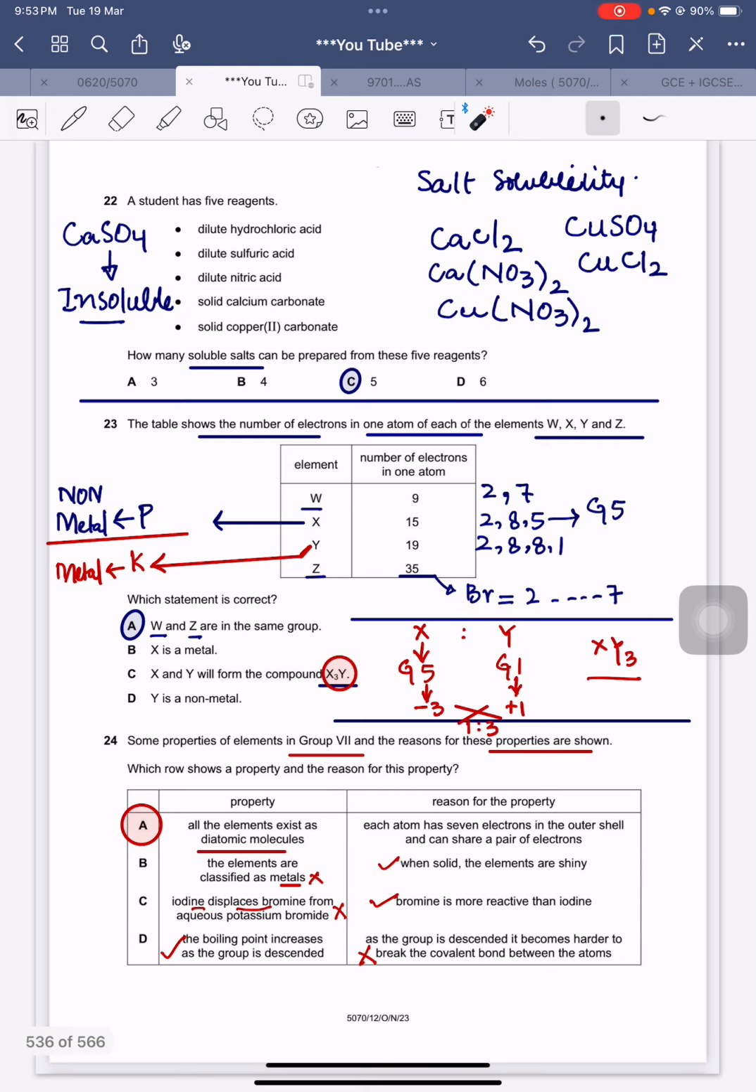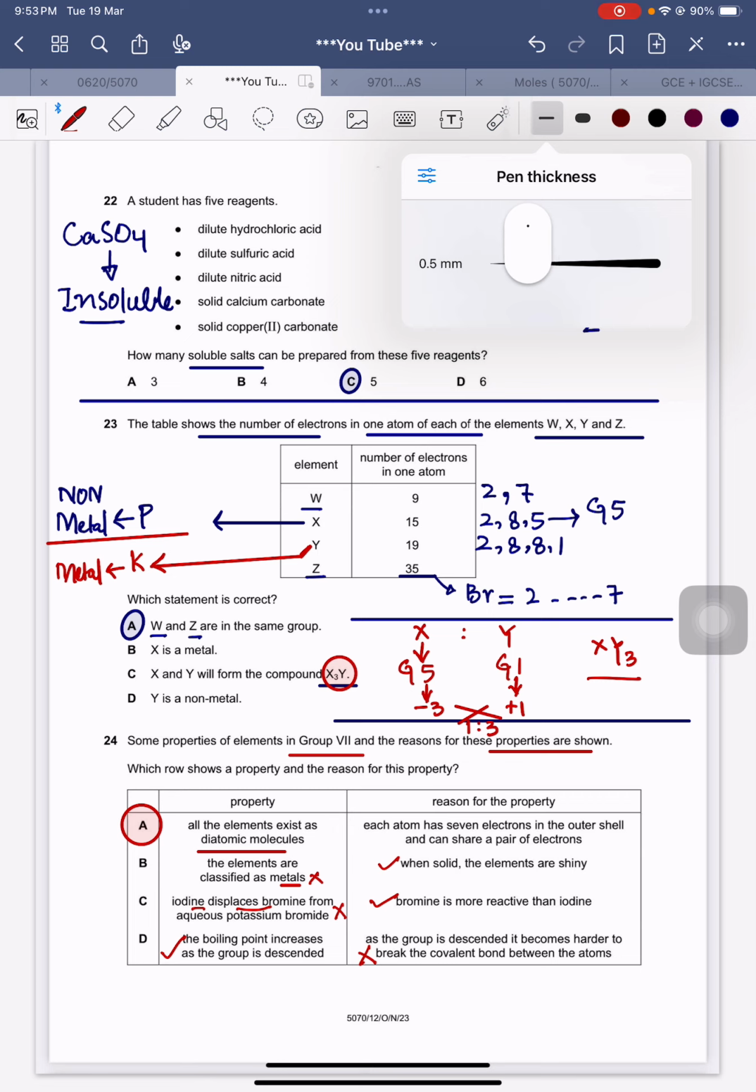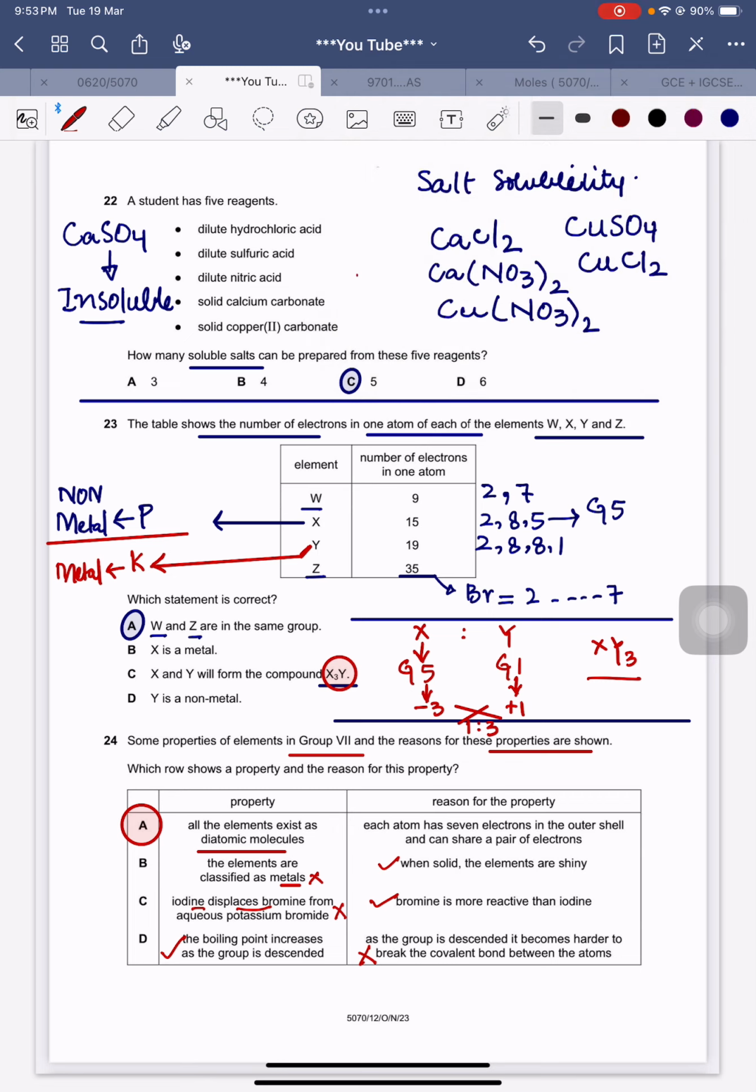Right now, I am on the next question. It is question number 22 here at the top. You can see this thing. A student has five reagents. Number one is dilute hydrochloric acid. So what's the formula of dilute hydrochloric acid? Let me make it a little bit thinner. So what's the formula? HCl.